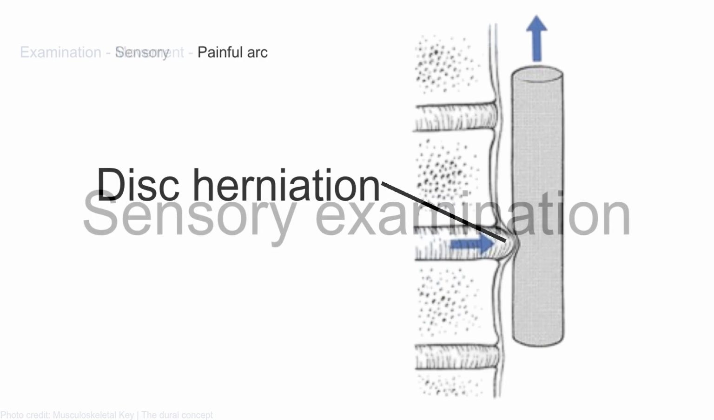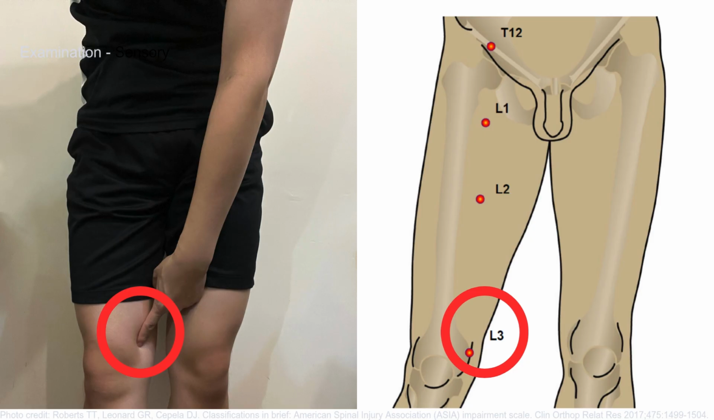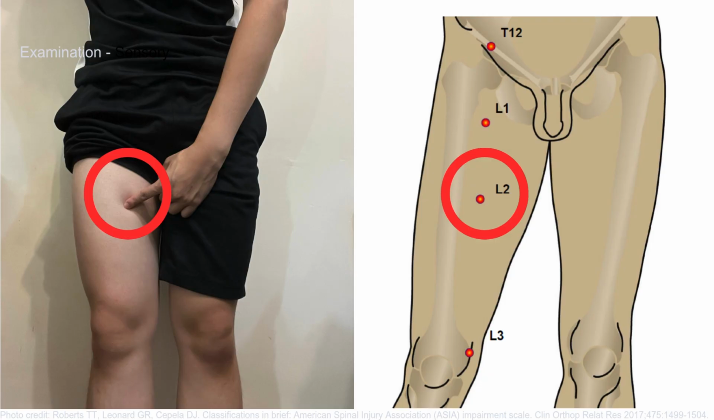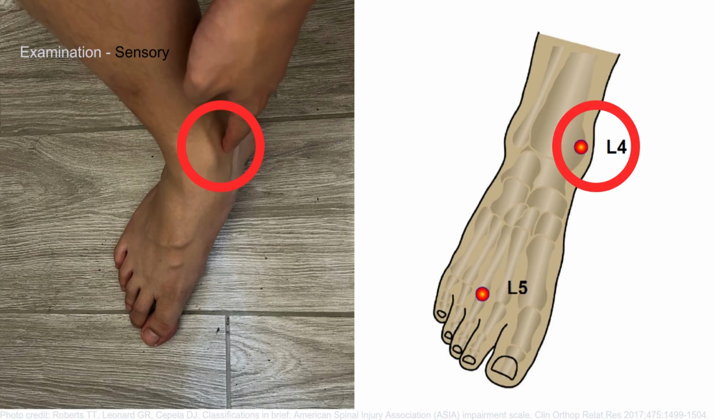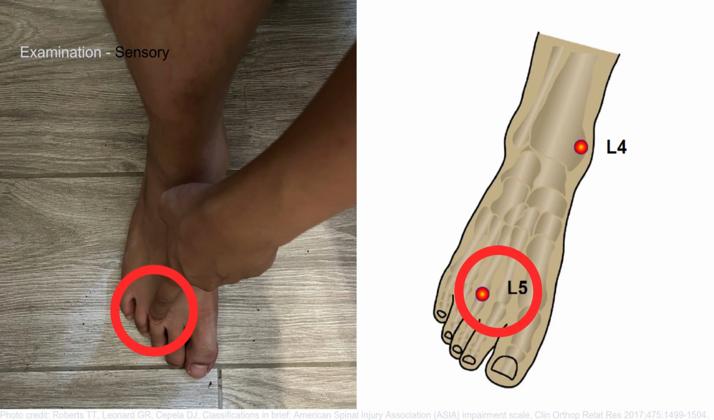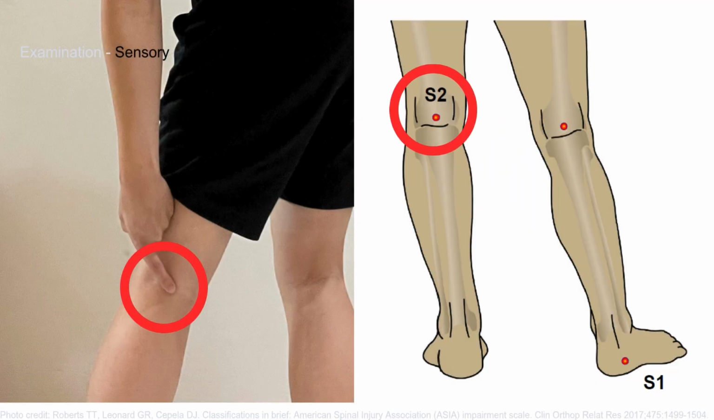adjacent nerve roots. When assessing lumbar nerve root function, each nerve root corresponds to a specific sensory area on the body. The key sensory point of T12 is at the midpoint of the inguinal ligament. L3 is at the medial femoral condyle above the knee. L2 is midway between T12 and L3. L1 is midway between T12 and L2. L4 is located directly over the medial malleolus. L5 is located on the dorsum of the foot at the third metatarsophalangeal joint. S1 is located on the lateral aspect of the calcaneus. S2 is located at the midpoint of the popliteal fossa.